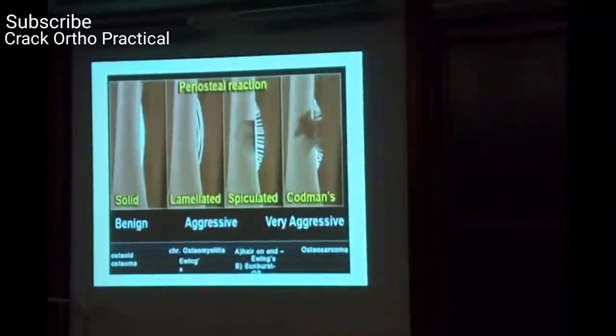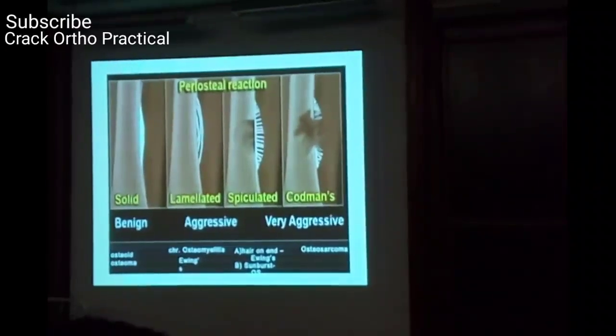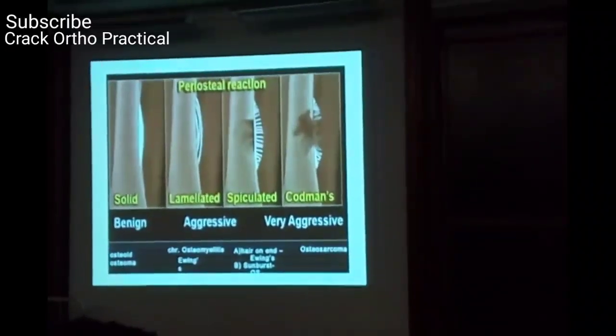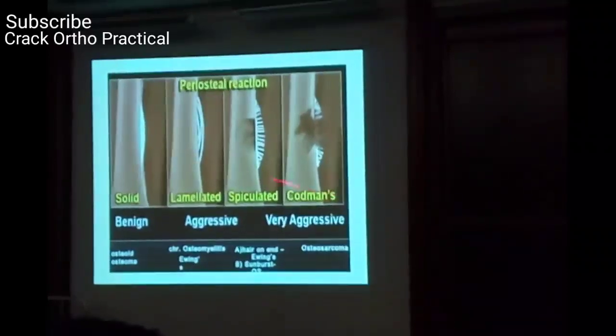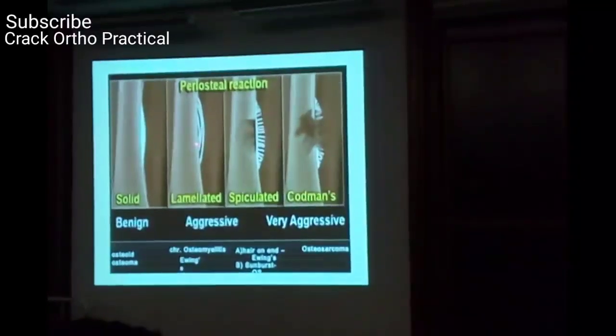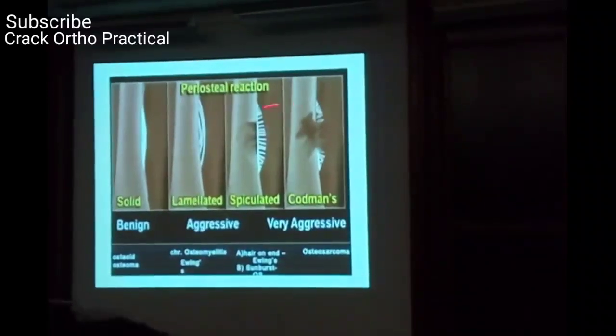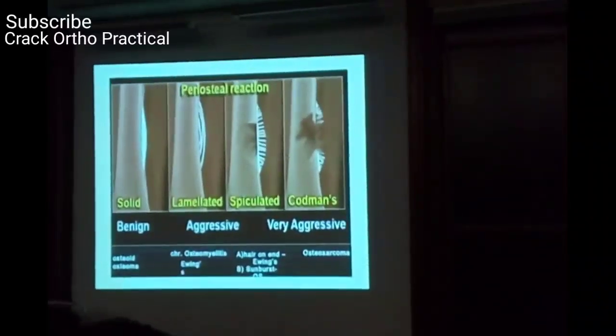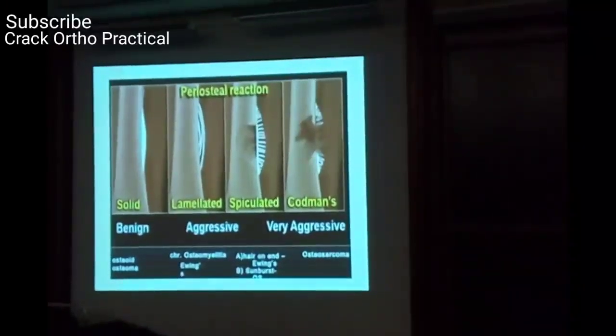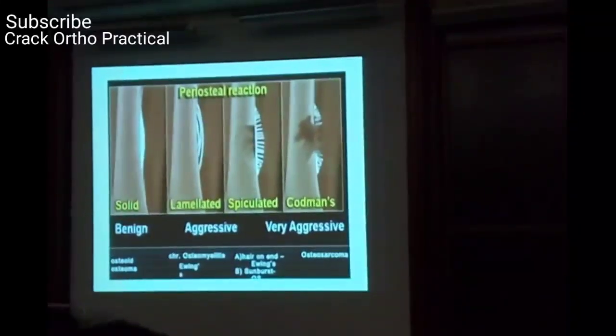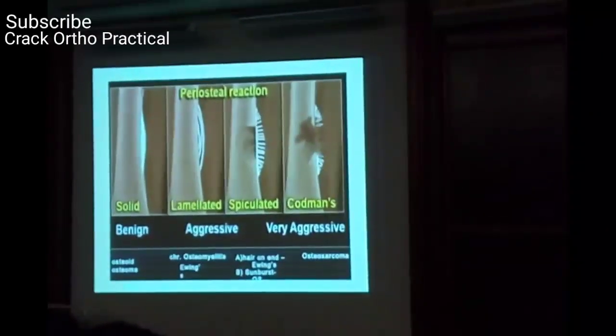Periosteal reaction. This type of periosteal reaction happens because of irritation of the periosteum by the tumor. The solid periosteal reaction is seen in benign tumors, whereas the lamellated periosteal reaction is found in little less aggressive ones. Spiculated is where there is a lot of growth and the calcification is at right angles to the growth, and there is a discontinuous one, a Codman's triangle. So from solid, lamellated, spiculated to Codman's, it indicates aggressiveness of a tumor.